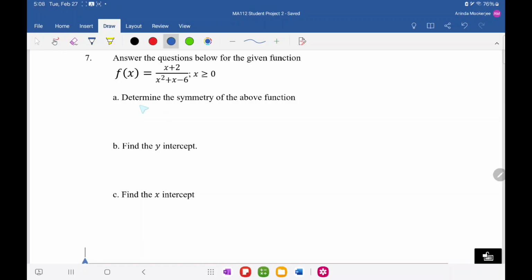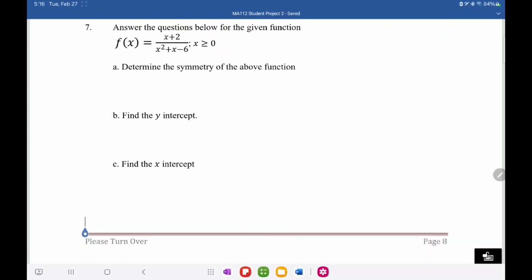The first part of the question says determine the symmetry of the above function. Now, what is the process of finding the symmetry? And before that, remember there are two types of symmetries possible. One is symmetry about the y-axis, and the other one is a symmetry about the origin. All right, so there are two kinds of symmetry possible.